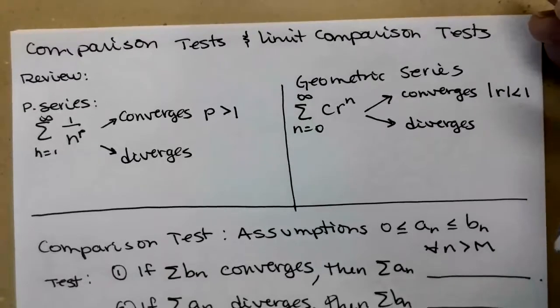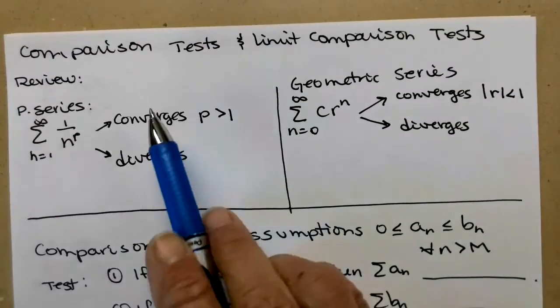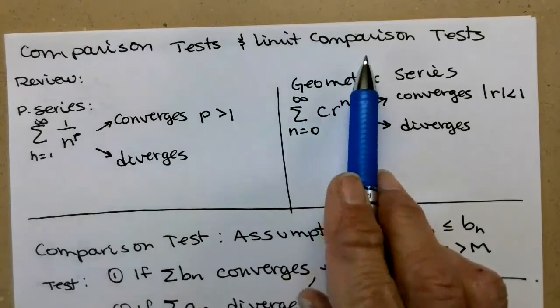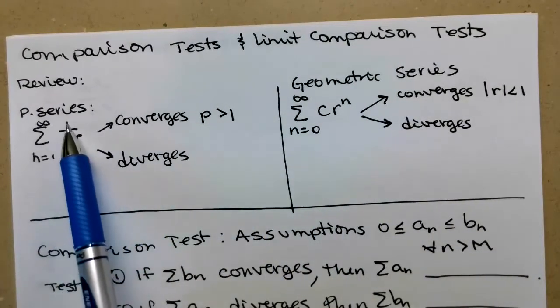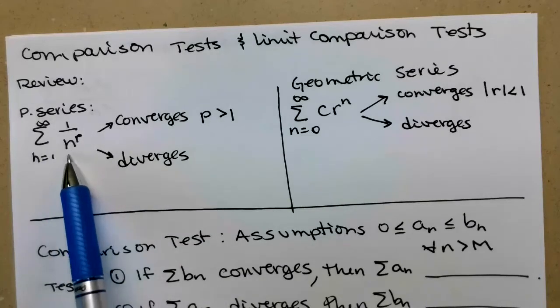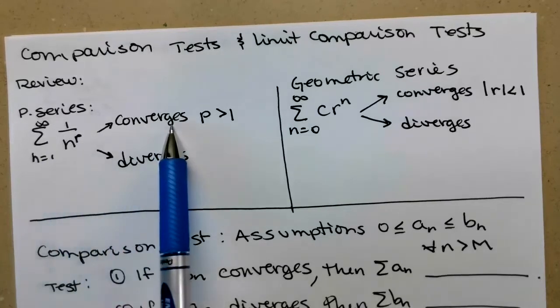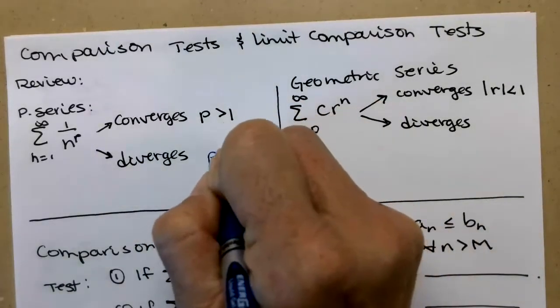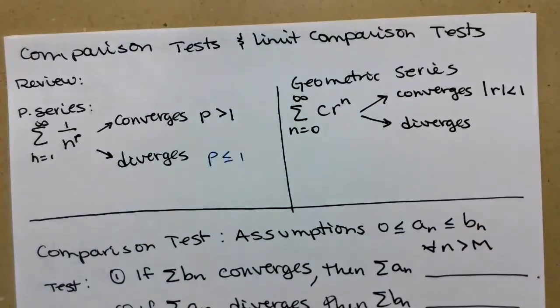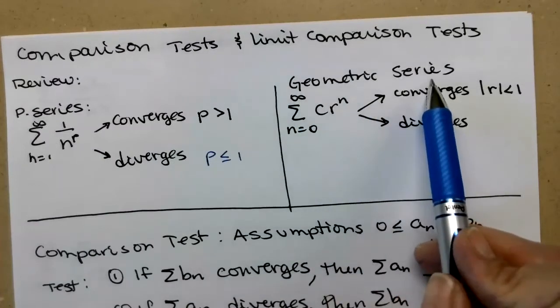I'd like to talk about two more tests for infinite series, the comparison test and the limit comparison test. So first of all, let's review. Two series that we know about, the p-series. So that's when you have 1 over n to the p. We know that converges if p is greater than 1, and it diverges if p is less than or equal to 1. Okay. And then we also know about the geometric series.